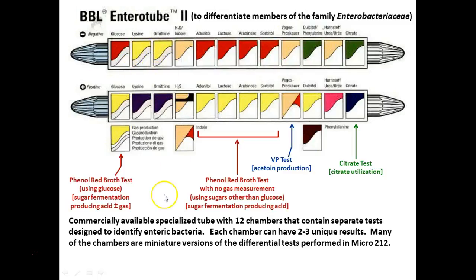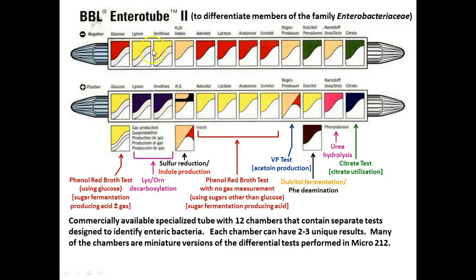These other 2 right here are ones we don't perform. These are those decarboxylation tests that I mentioned earlier, how they can break down some amino acids. Same is true for phenylalanine deamination. In this chamber, it can either do that or it can ferment the dulcitol, another sugar alcohol. You can puncture open this chamber and add the VP reagents, like how we did it in a broth tube. Here you can add it to the surface of the media, and you can get that red color change if it is in fact VP positive.